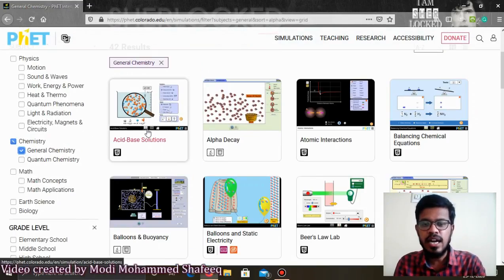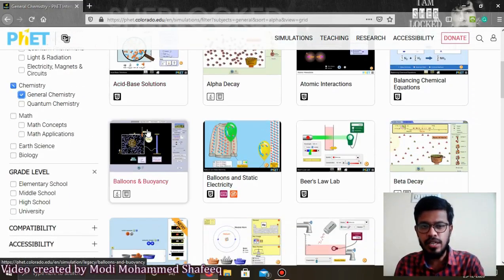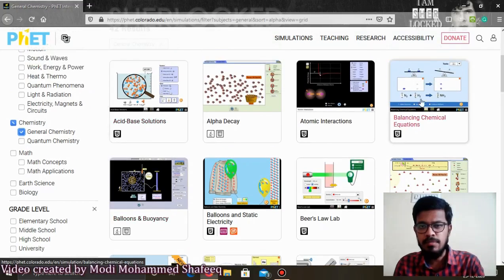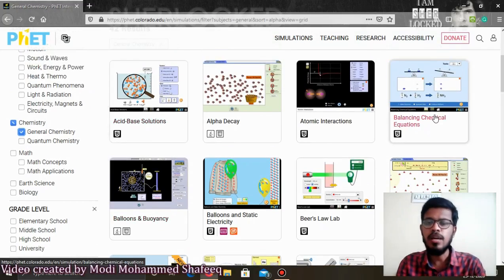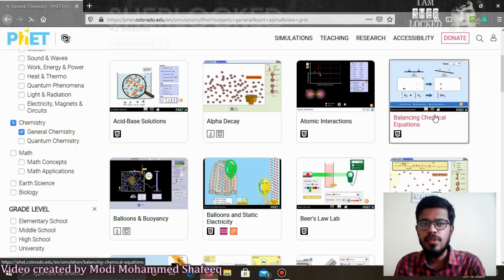So if I filter that, only chemistry concepts will be shown here. For example, suppose you are talking about balancing chemical equations, this is one of the famous topics which will come in the 10th standard. When you click on that, it will open a simulator.